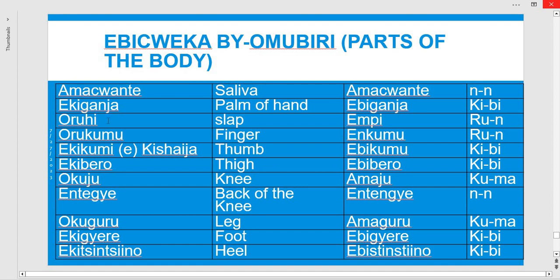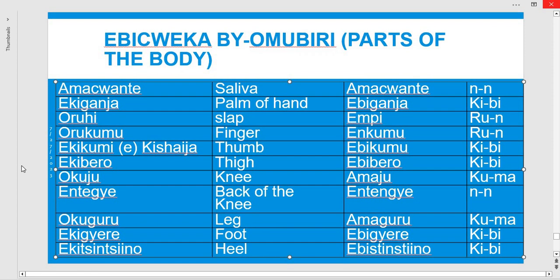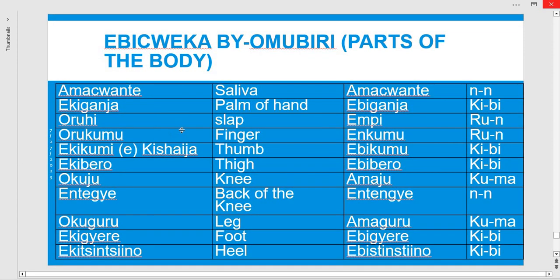So we have oruhi. Oruhi, that is a slap. Yantera oruhi, meaning he has given me a slap. If there are many, yantera mpi, meaning he has given me slaps. Yantera oruhi. That's a slap. Then we have orukumu. That's a finger.